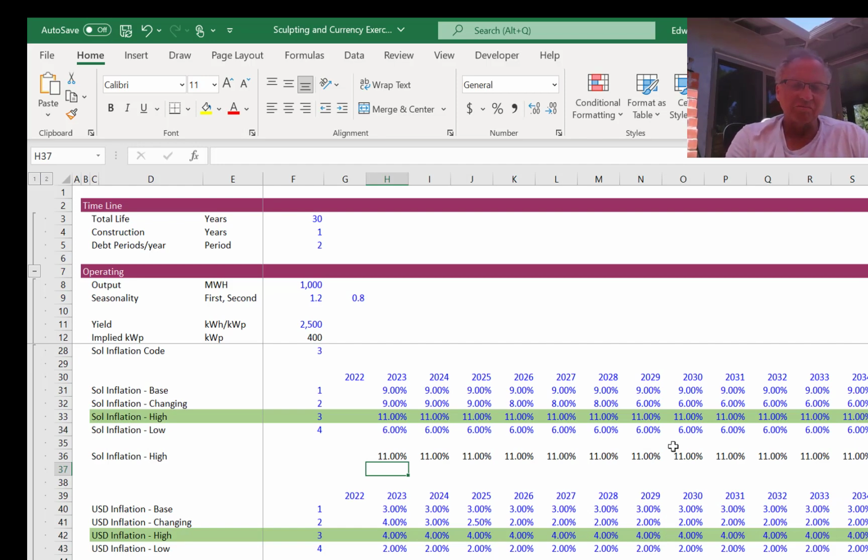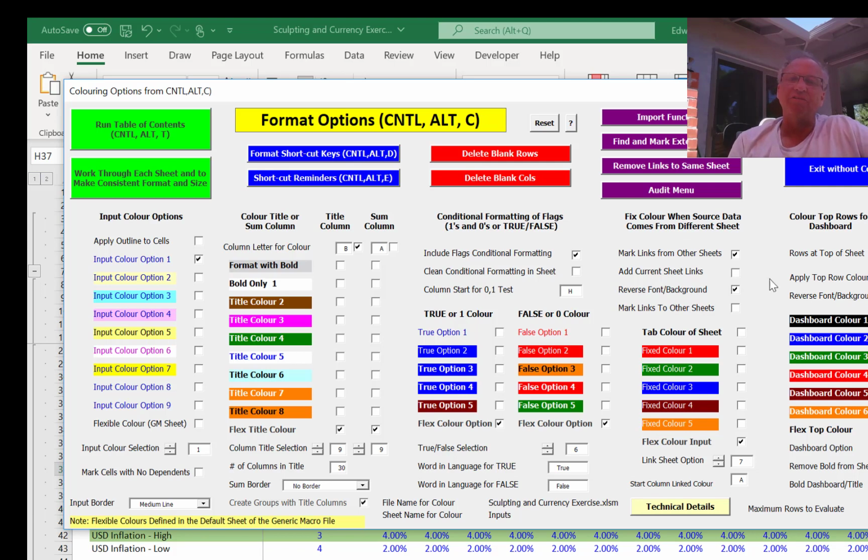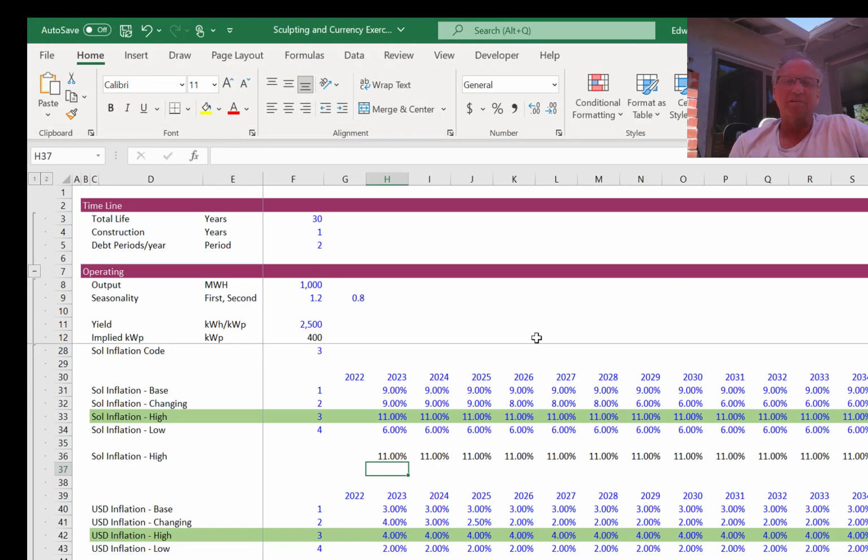Again, Shift Control C. I've made a whole another video on this, updates for generic macros, but don't press this button. That's what I wanted to tell you, and then you'll keep the conditional formatting.